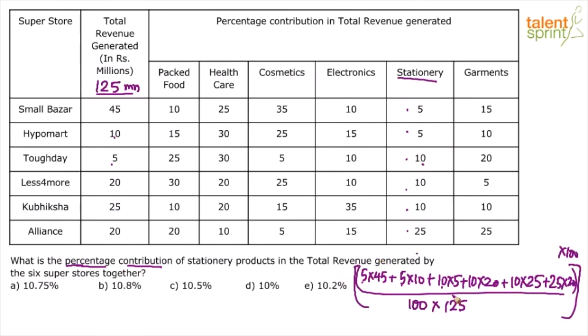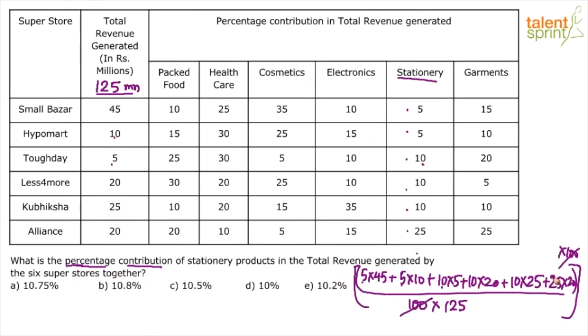First write down everything and then do the cancellations. All right, so what do you see here? This percentage of into 100 in the numerator and this 100 in the denominator will get cancelled. So basically we have to now simplify the remaining part of it. 5 into 45, 5 to... Again, don't try to multiply.